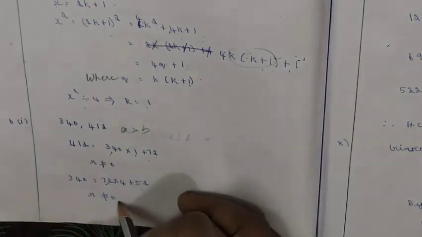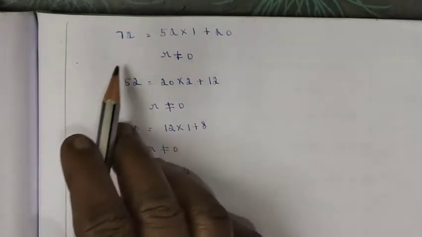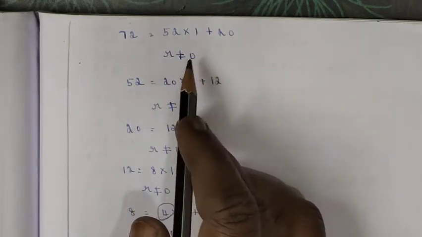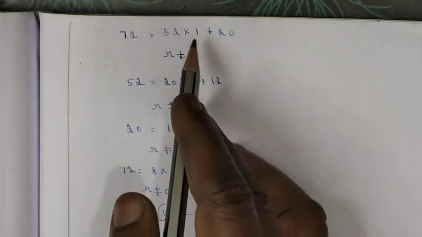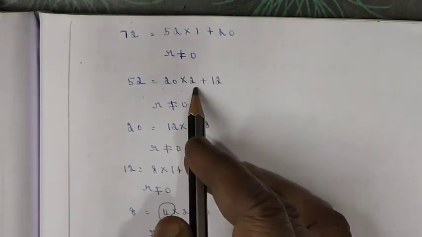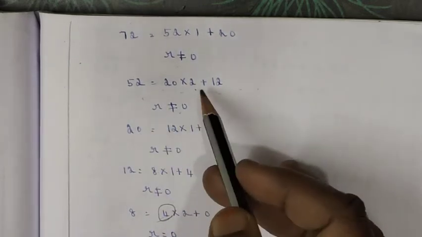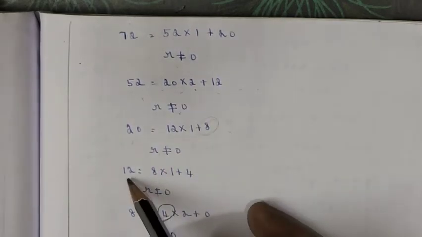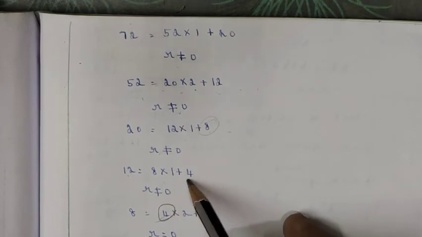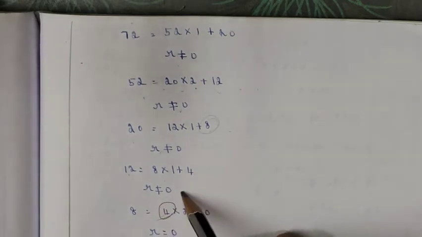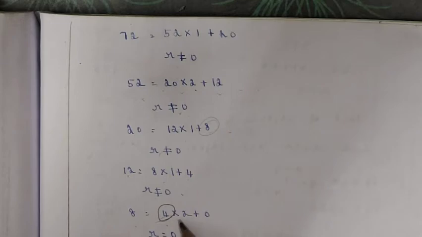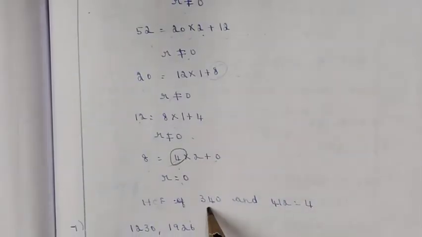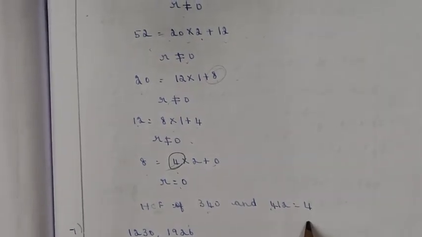Again r is not equal to 0. Now 72 equals 52 into 1 plus 20. This r is not equal to 0. So 52 equals 20 into 2 plus 12, r not equal to 0. Then again 20 equals 12 into 1 plus 8, r not equal to 0. So 12 equals 8 into 1 plus 4, r not equal to 0. Again 8 equals 4 into 2 plus 0, here r equals 0. Now HCF of 340 and 412 is 4.